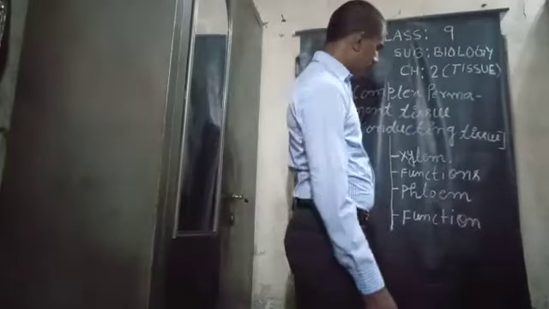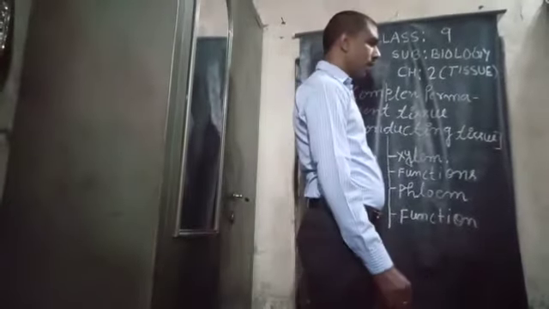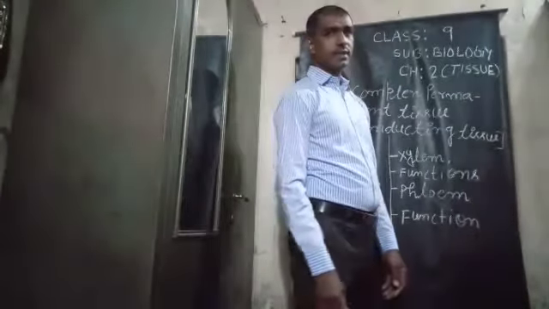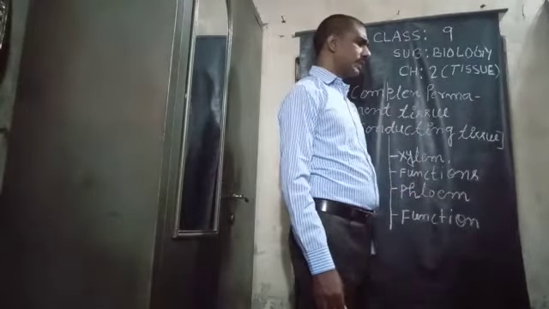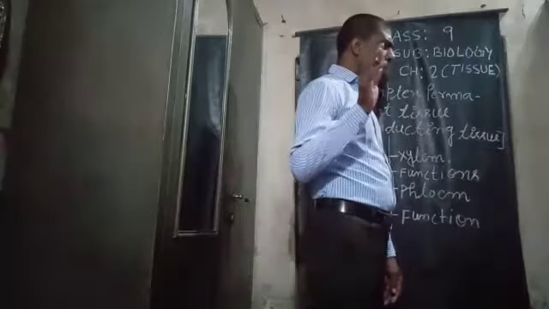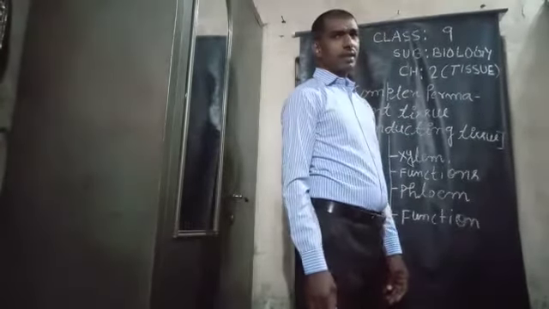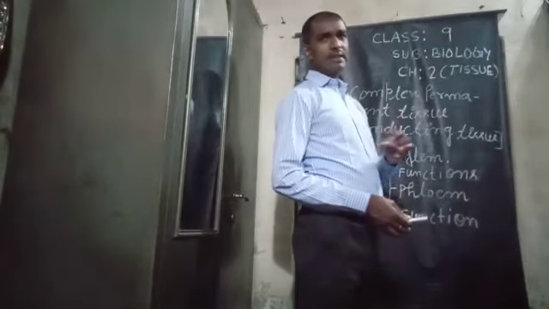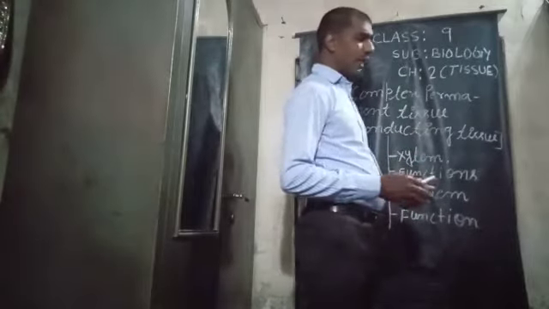After that, I am going to describe phloem and its function. Phloem is a complex tissue made up of living cells. It takes part in the conduction of food in the plant body. That means phloem takes part in the conduction of food. It transports food only in the plant body.